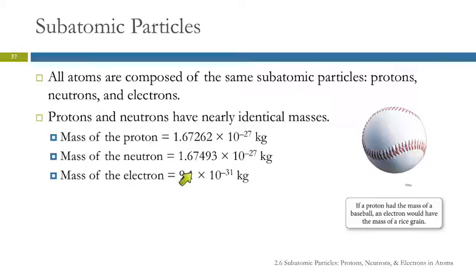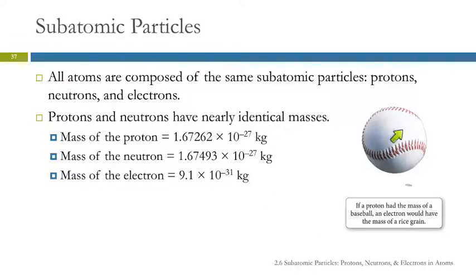And if we look at their actual masses in kilograms, you see they're really small, 10 to the minus 27 kilograms. But their actual masses are really, really close. They are not exactly the same, but for our purposes, we can consider them to be the same. The difference isn't worth talking about. The mass of the electron is significantly lower, about 1,800 times smaller.